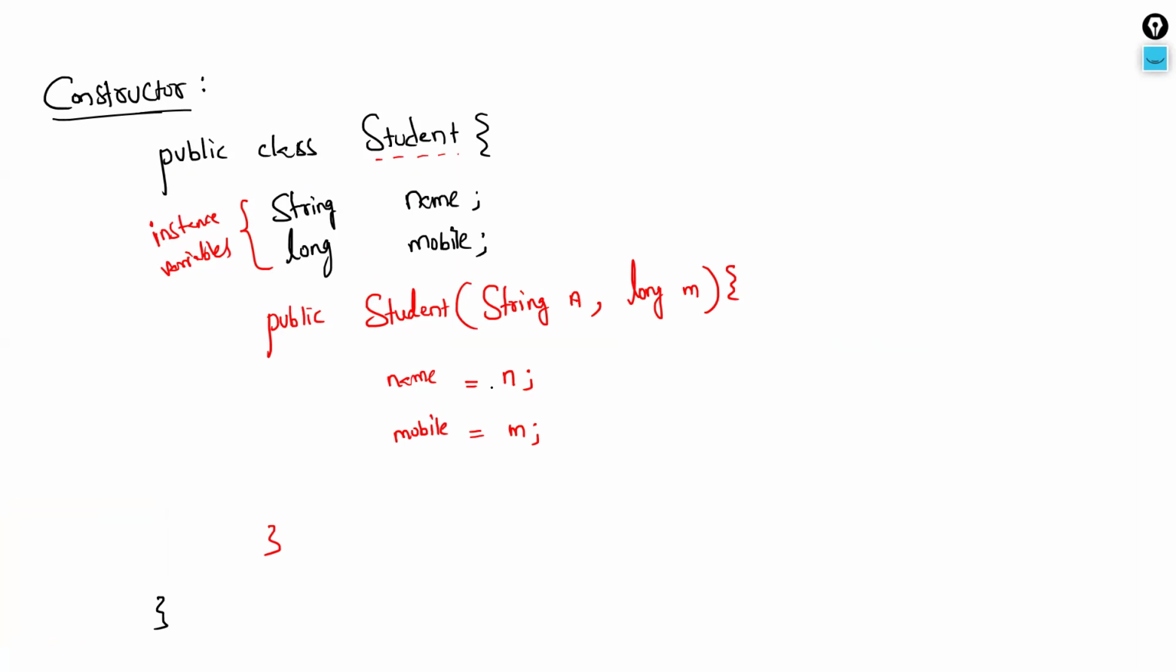So this is the constructor, that's all. Now, by using this constructor, how do we initialize the values? And also how do we print those values? So that's our next concept.